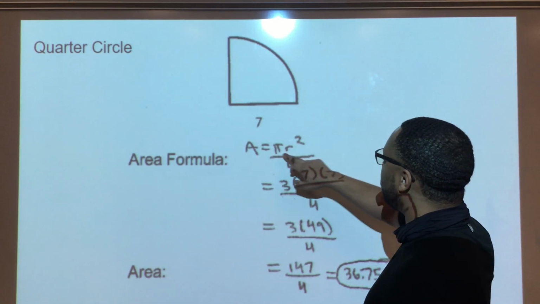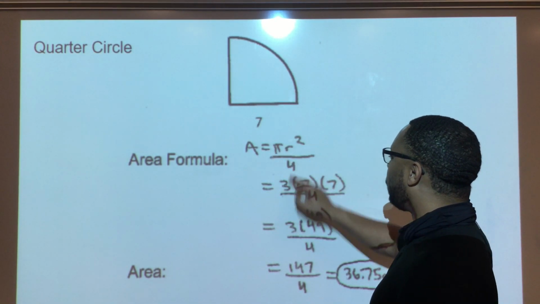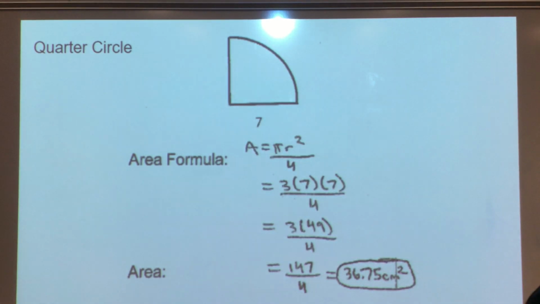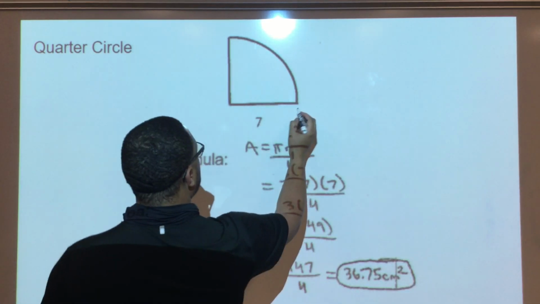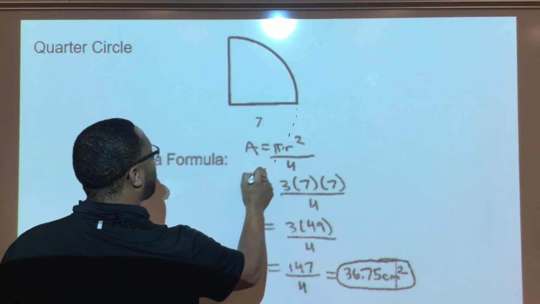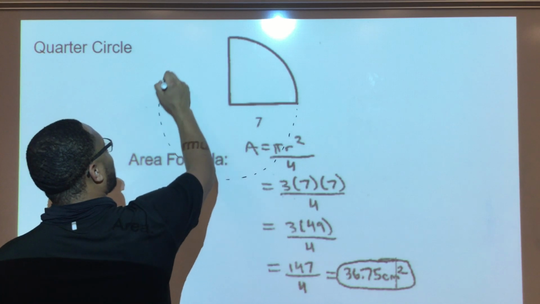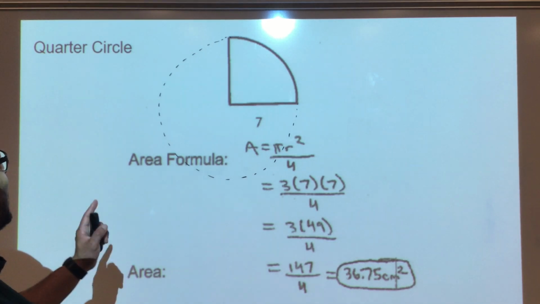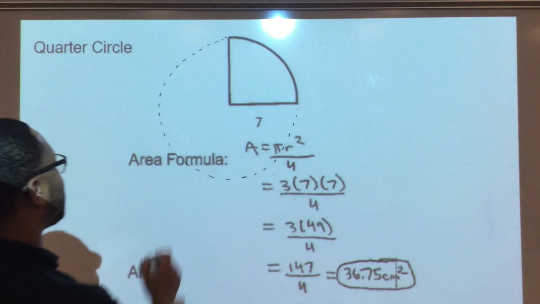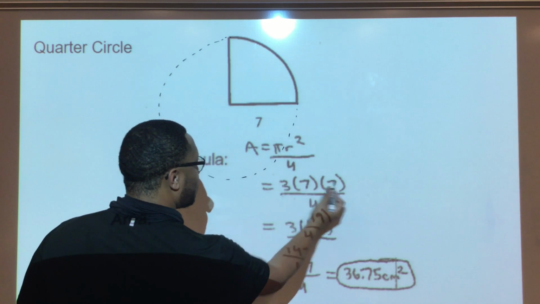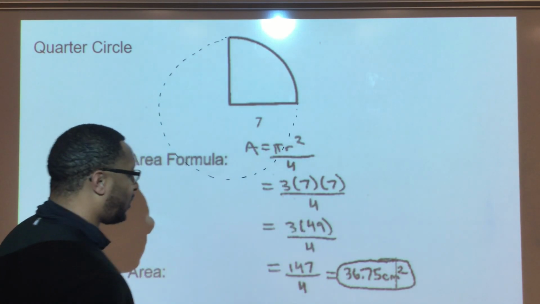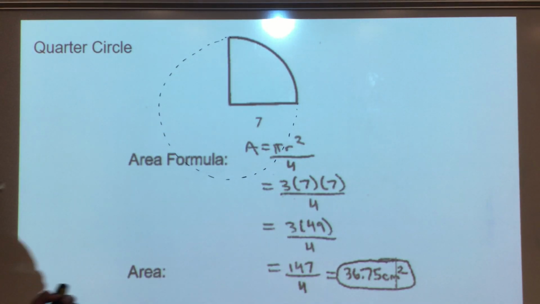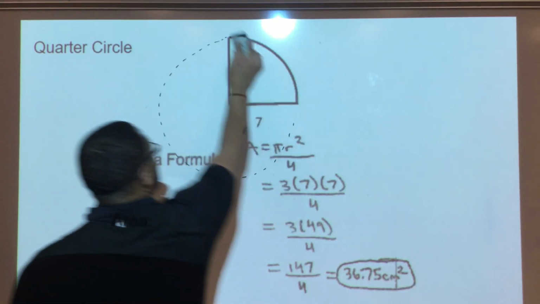So this is the formula. Area equals pi r squared over 4. The radius is 7. Remember, the radius is going to be the distance from the center to the edge. And if I were to dot out what this full circle would look like, it would look something like that. Okay, that's not exactly, but it would look something like that. So the radius is going to be 7. 7 times 7 is 49. We're using 3 for pi. 147 divided by 4 gives me 36.75 square centimeters.